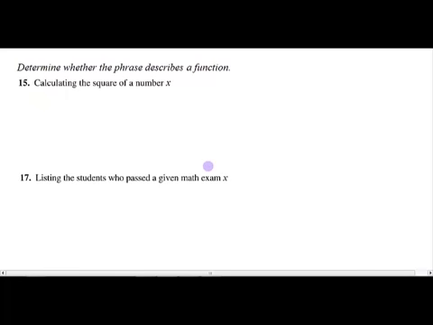So here we have a couple of things that might describe a function. Let's look at these things and decide whether they are a function or not. The first one is calculating the square of a number x. So does every number x have exactly one square? Yes, it does. 5 will only have a square of 25. 3 will only have a square of 9. Everybody who squares a number will get the same number that everybody else gets when they square the same number. So yes, this does describe a function.